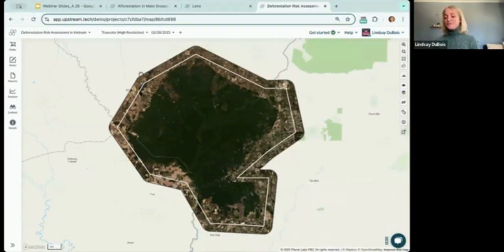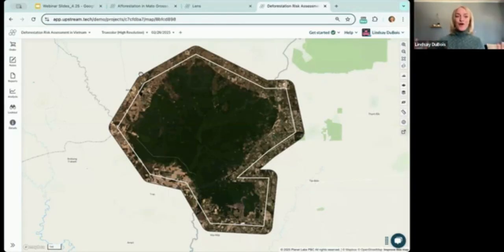So in this one, I'll give you a little high-level context on this property. This is an avoided deforestation example in Vietnam. This particular area is about 64,000 acres, which equates to almost 26,000 hectares. And full transparency, this is actually a national park in Vietnam. It used to be a natural preserve that was upgraded to a park.